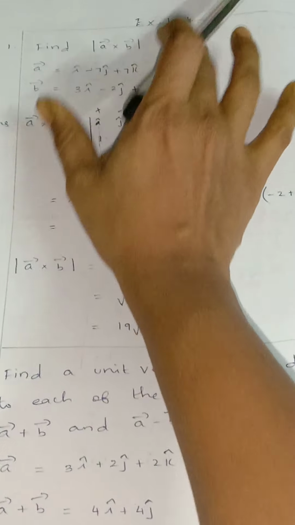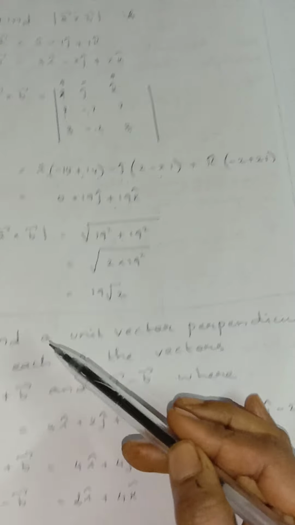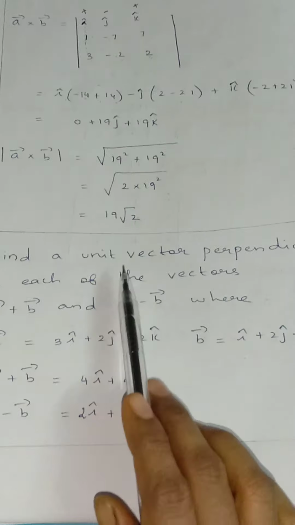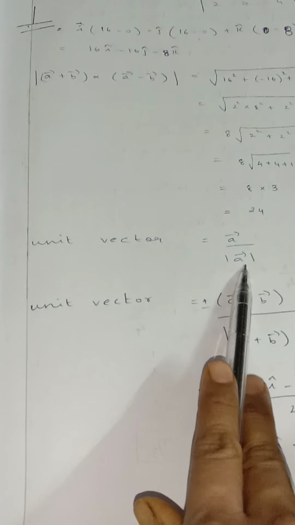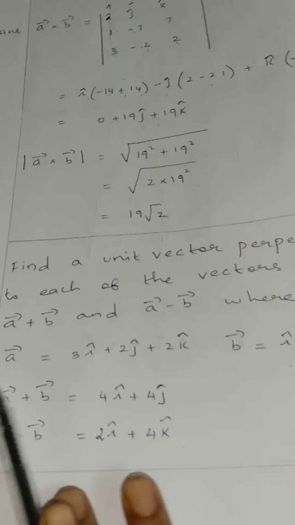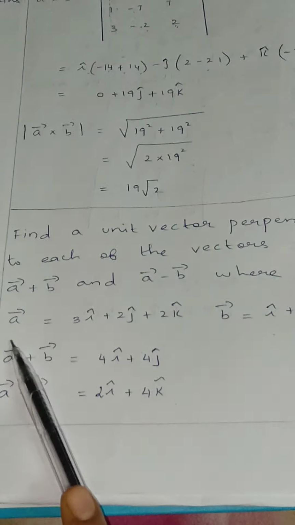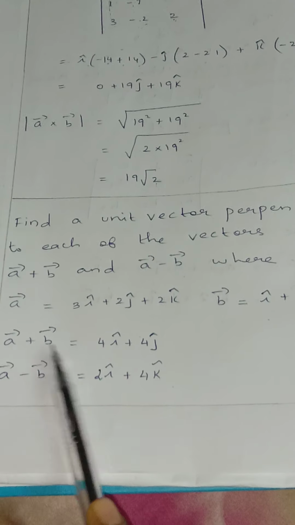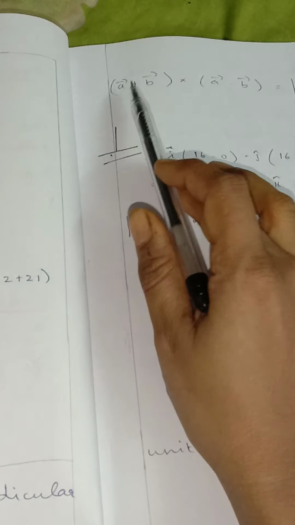Okay, this is the first sum, a vector cross b vector. The next one is: find a unit vector perpendicular to each of the vectors. So what is a unit vector? You all know this formula, right? For unit vector, it is a vector by magnitude of a vector. Here it is given a vector plus b vector, a vector minus b vector, and they have given the a and b values. So first you find a plus b, then you find a minus b, then you should find the cross product.